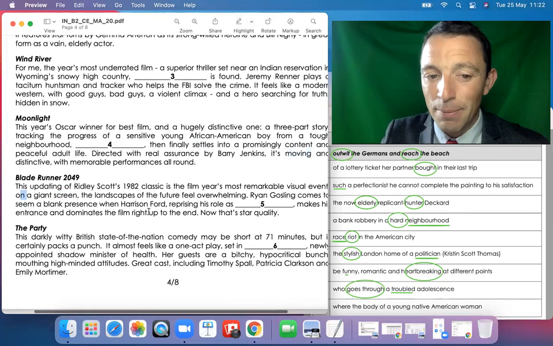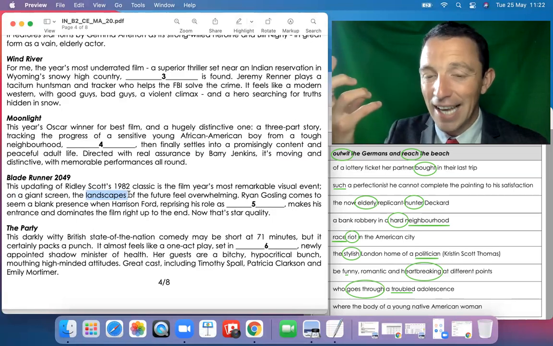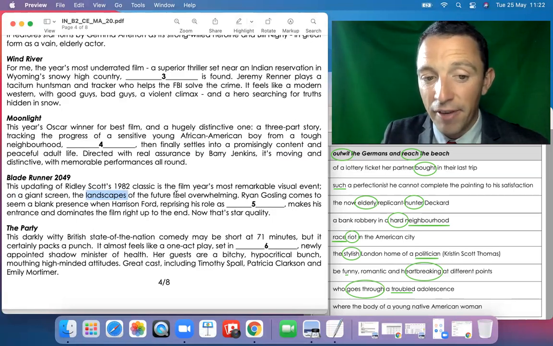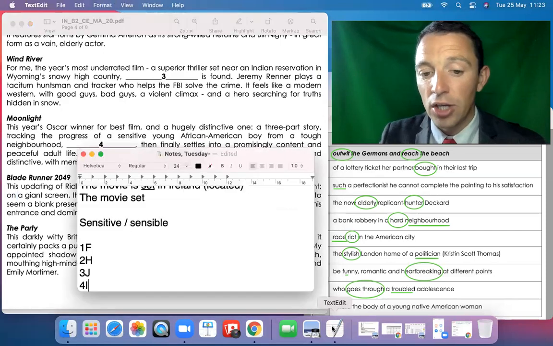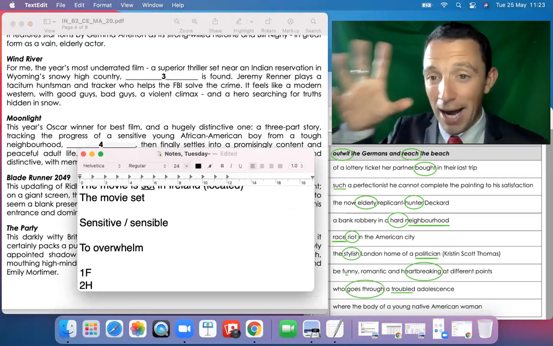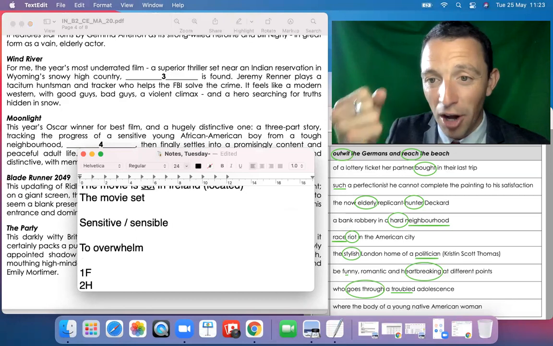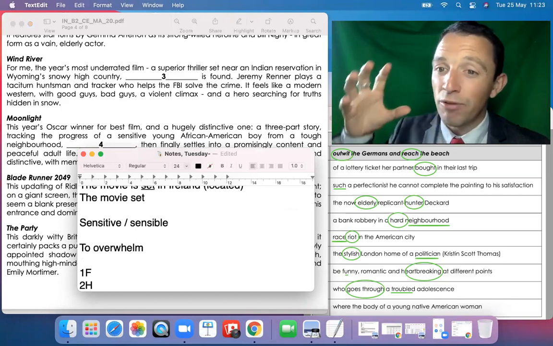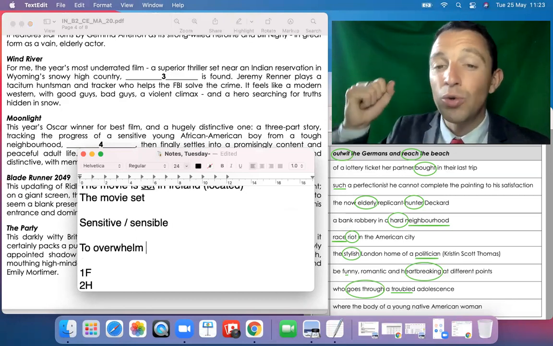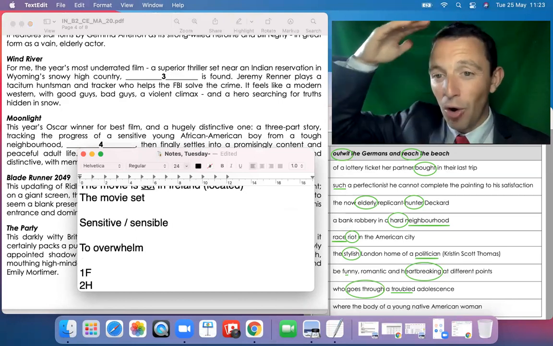The landscapes, okay, so Ireland has a lot of very pretty landscapes of the future feel overwhelming. This is a very, very important word. So overwhelm is the verb. And for example, your manager gives you a lot of work. Your manager gives you a lot of jobs, and the manager overwhelms you because it's too much, demasiado, too much work, too much jobs, and you are overwhelmed.